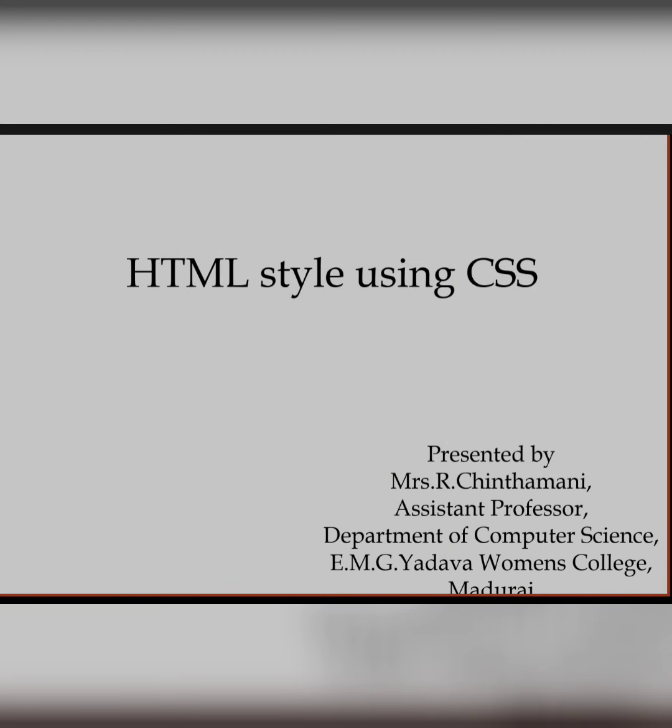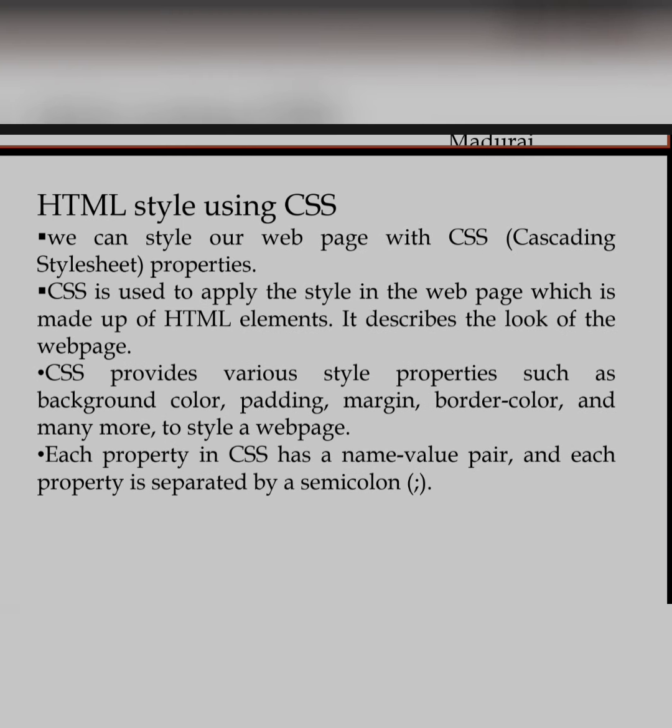Hi friends, today we are going to see about HTML style using CSS. That means for the HTML windows, what styles are going to appear? CSS is nothing but the Cascading Style Sheet. HTML style using CSS: we can style our web page with CSS. It is used to apply style to the web page, which is made up of HTML elements. It describes the look of the web page.